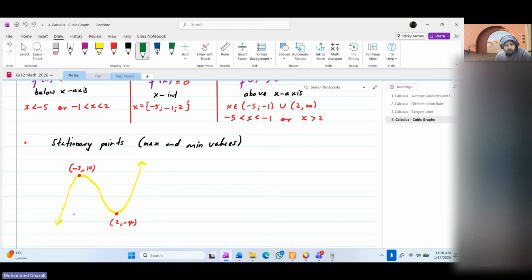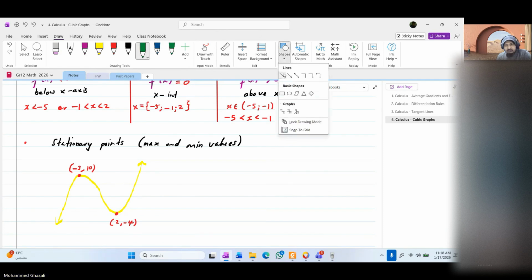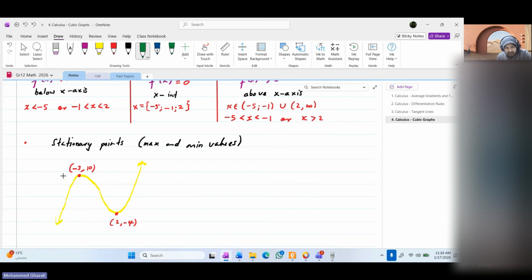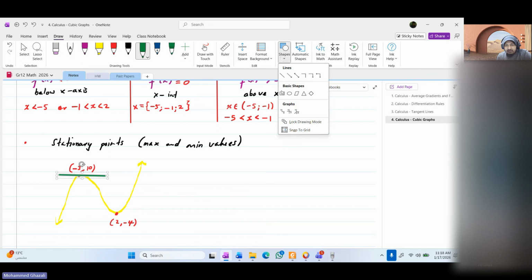Now, if you follow this path, you have to go from left to right. Okay, you read off from left to right. So if you go up, think about the roller coaster. If you go up, then you find yourself stationary at this point here. Okay, so you're initially going up, then you're finding yourself stationary at this point, right? And you find yourself stationary at this point.